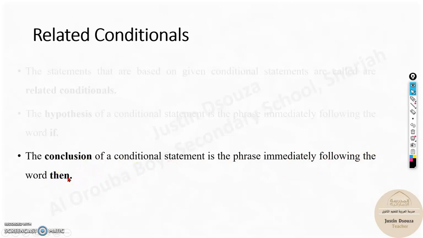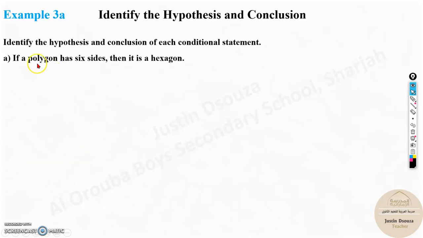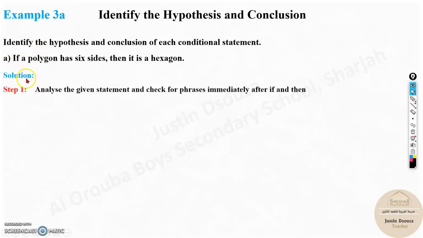So this is very important. When we see a problem, all these things will be clear to you. Let's directly jump to a problem. They have asked us to identify the hypothesis and conclusion of each conditional statement. If a polygon has 6 sides, then it is a hexagon. The most important thing to remember is the sentence after if, that is, a polygon has 6 sides, and the sentence with the word then, it is a hexagon.